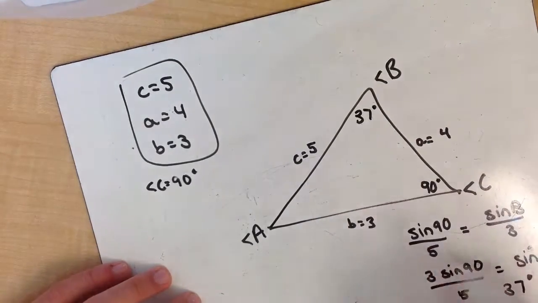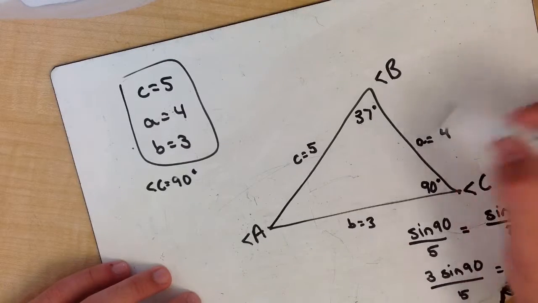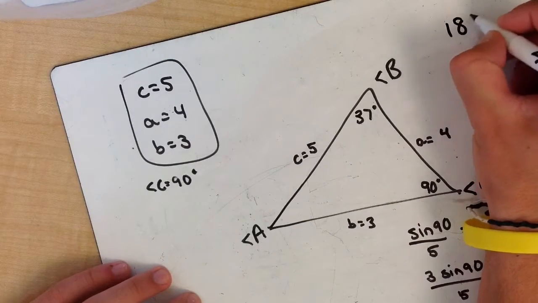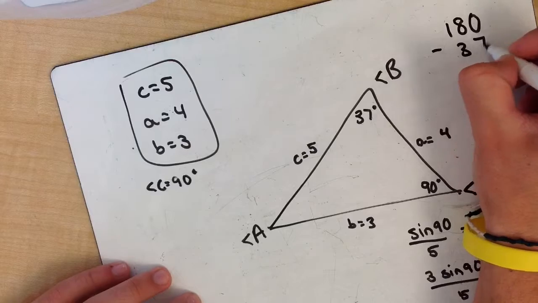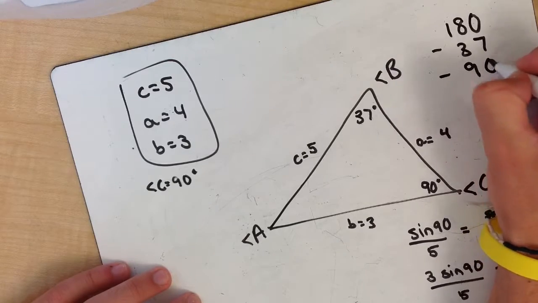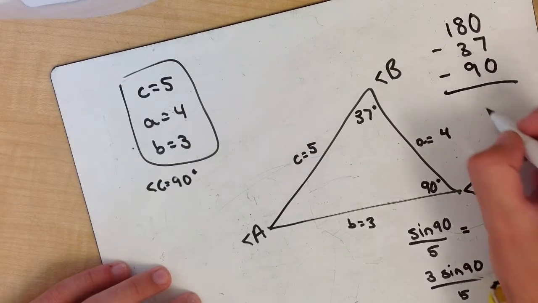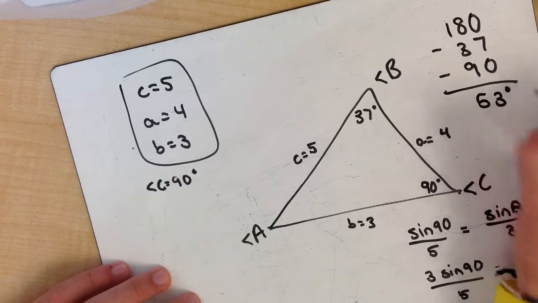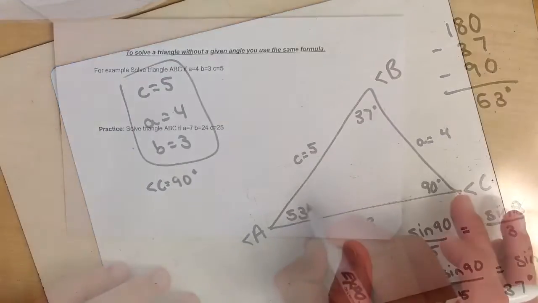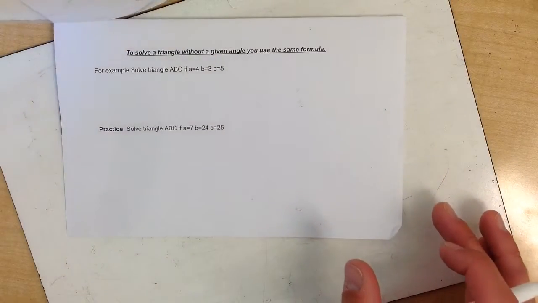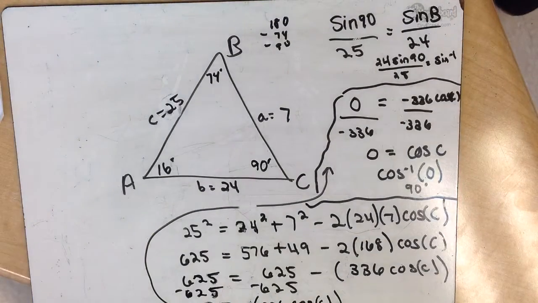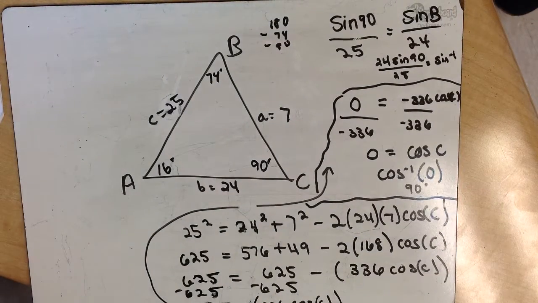Now that we know two of the angles, we can subtract both of the angles from 180 to find out that the last angle is 53 degrees. Now try this practice problem on your own. Use this to check your answer for the second practice problem.